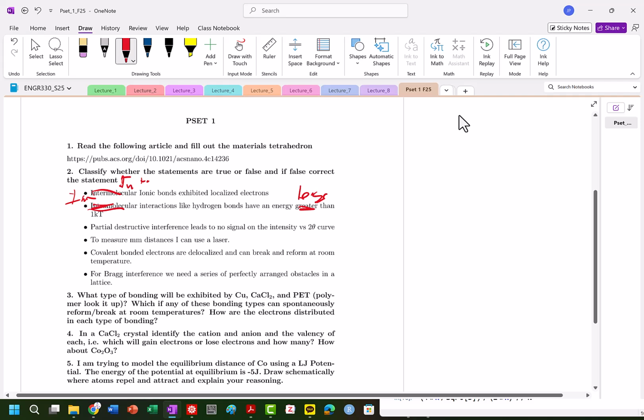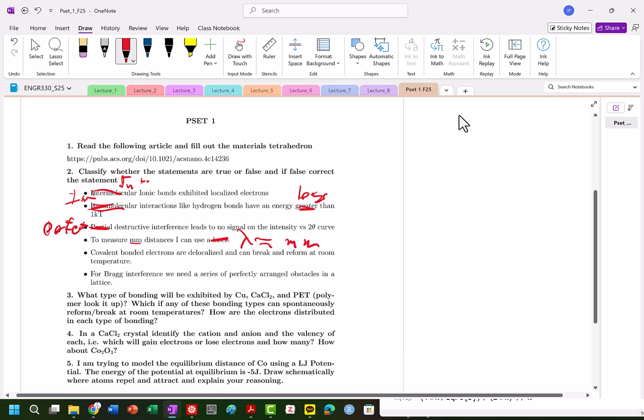Excuse me. Partial destructive interference is no signal on the intensity versus 2 theta curve. It needs to be perfect. Perfect destructive interference. Perfect. I can measure millimeter distances. To measure millimeters, I can use a laser. No, we need a lambda that's on the order of millimeters to measure those distances.